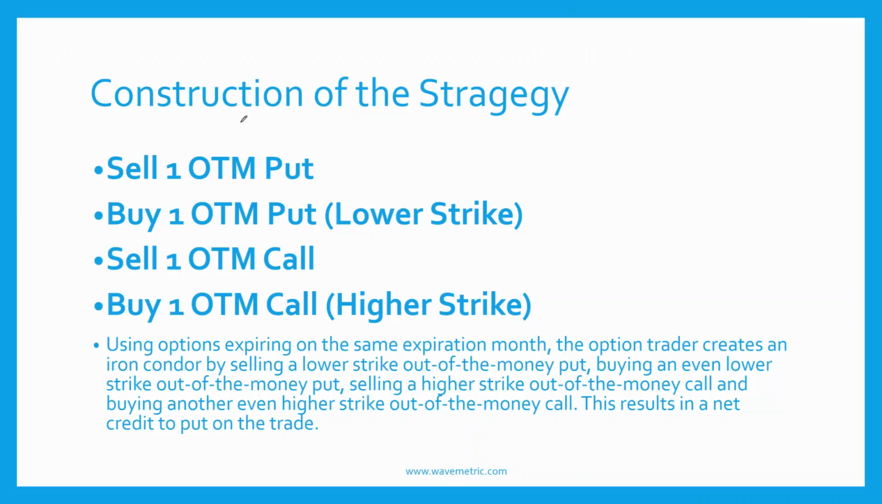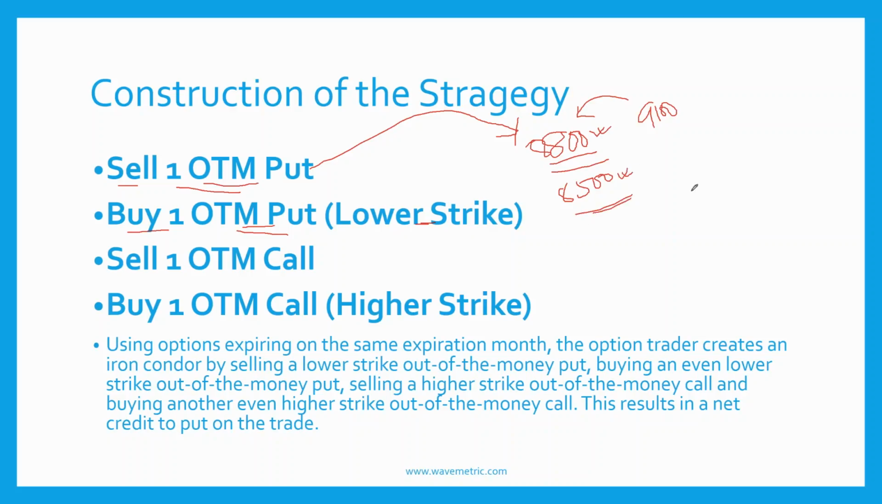So how is this strategy constructed? We have to sell one out of the money put, and to hedge this out of the money put, we are going to buy an out of the money put of a lower strike. Suppose we are selling a put of 8,800. This is selling of an out of the money put, as right now Nifty is around 9,100. So we sell an 8,800 put and we buy an 8,500 put. So this is buying one out of the money put of a lower strike. The 8,800 put we sell, and the lower strike is 8,500, where we buy a put.